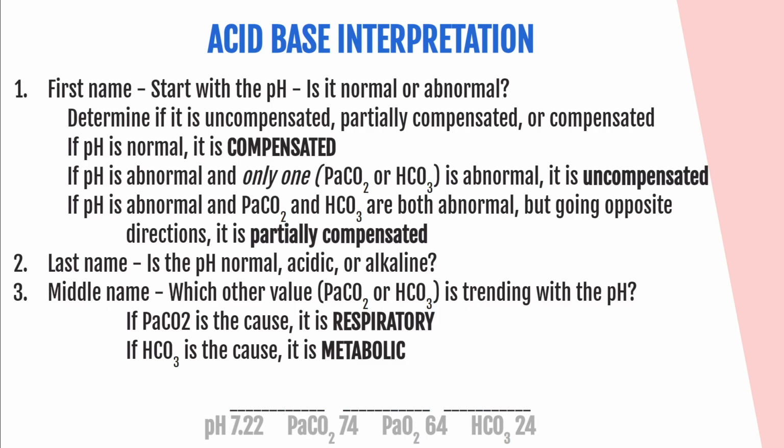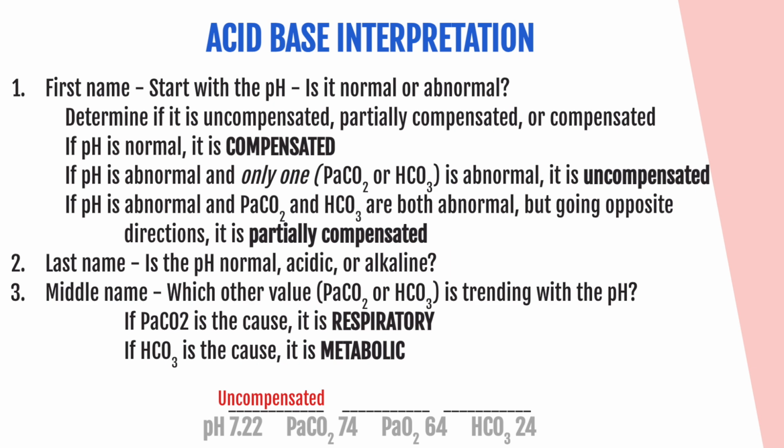our first name is going to be, is it uncompensated or compensated? An abnormal pH will buy you a first name of uncompensated. Okay, we're doing good. We have our first name. Now let's look at the pH again to figure out the last name.